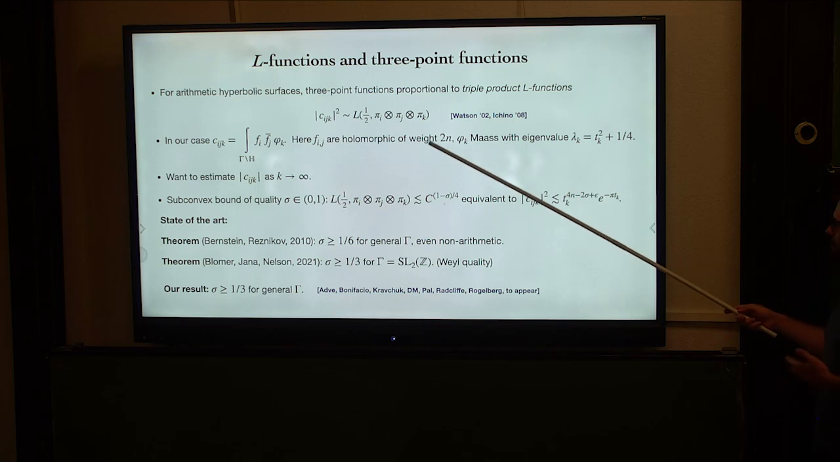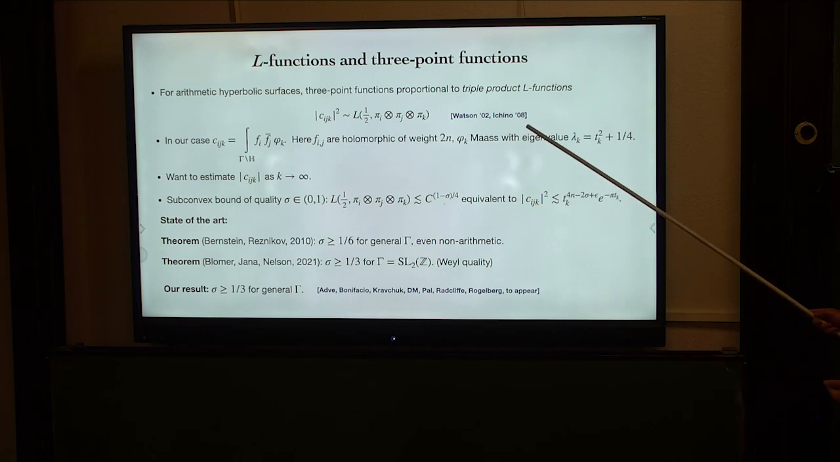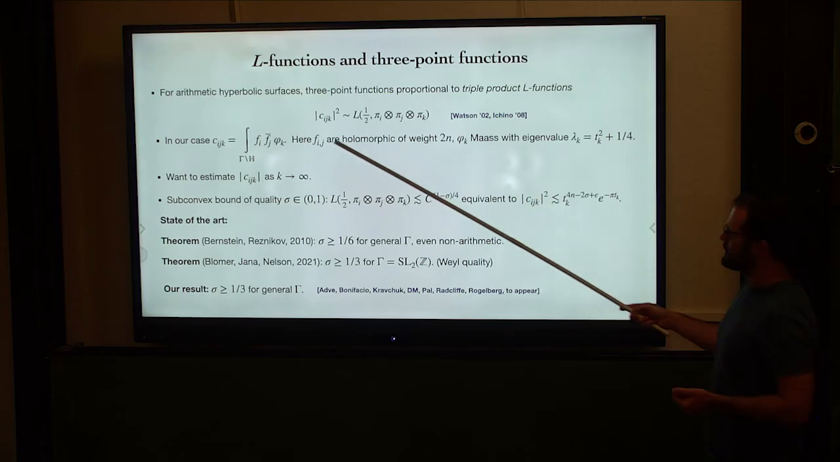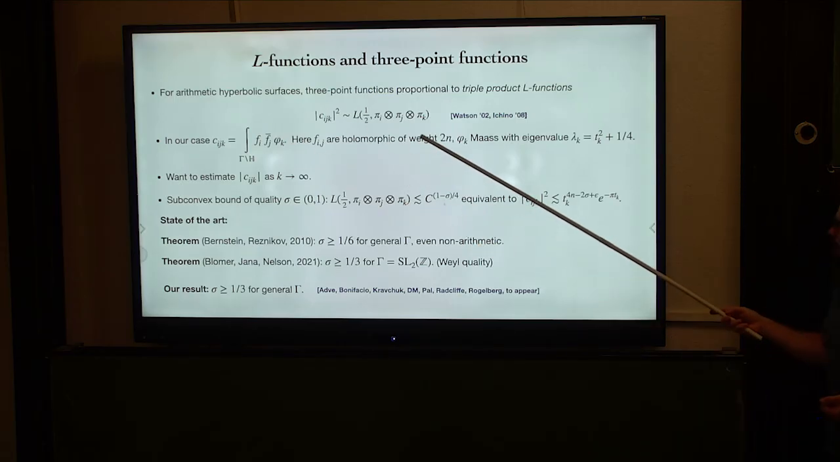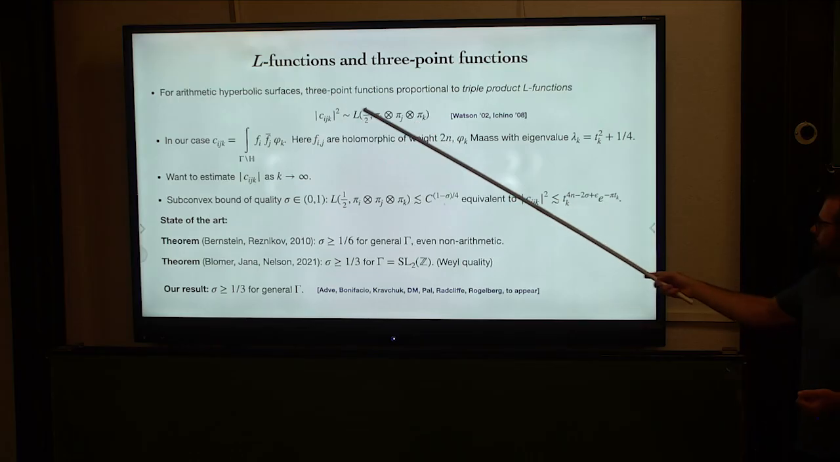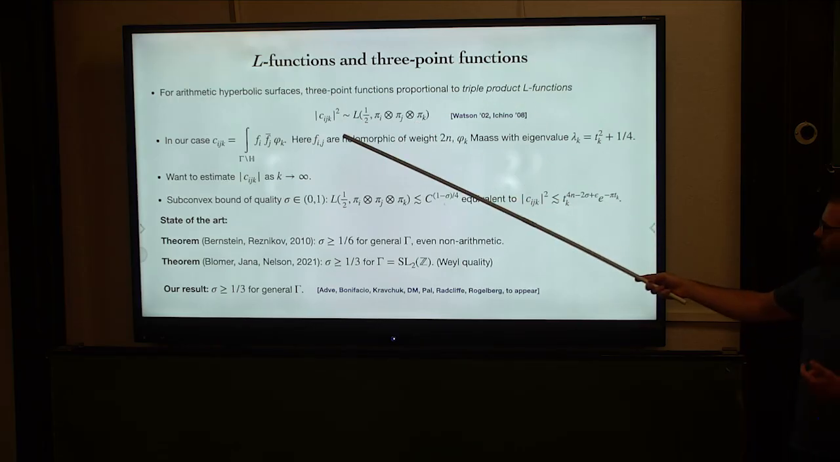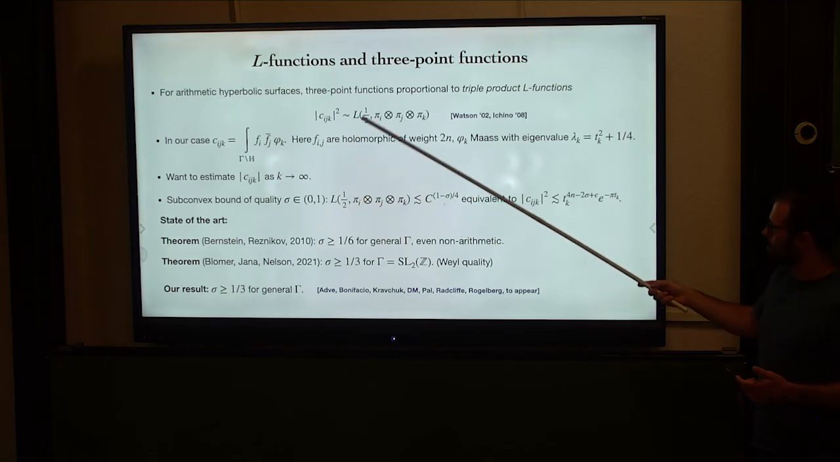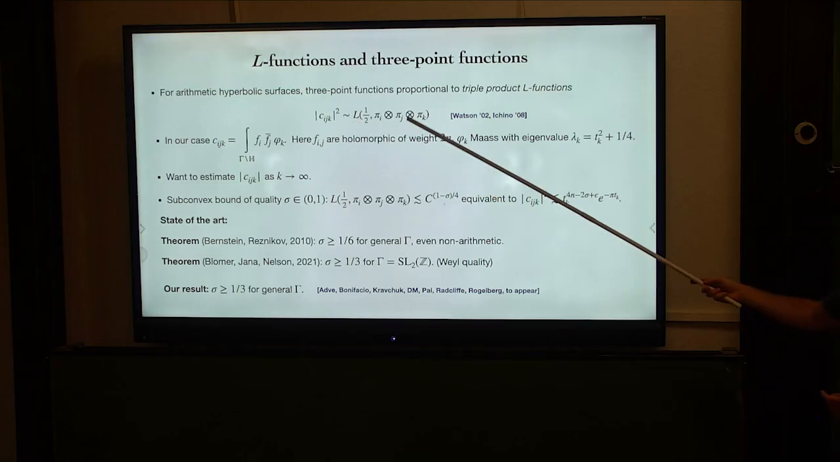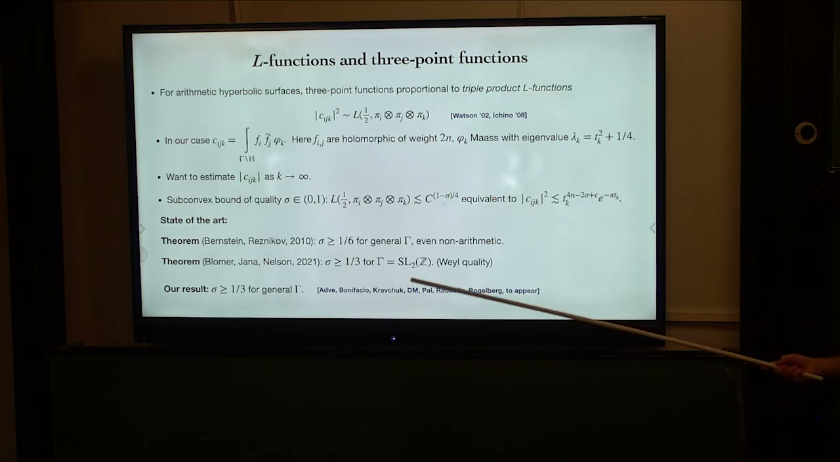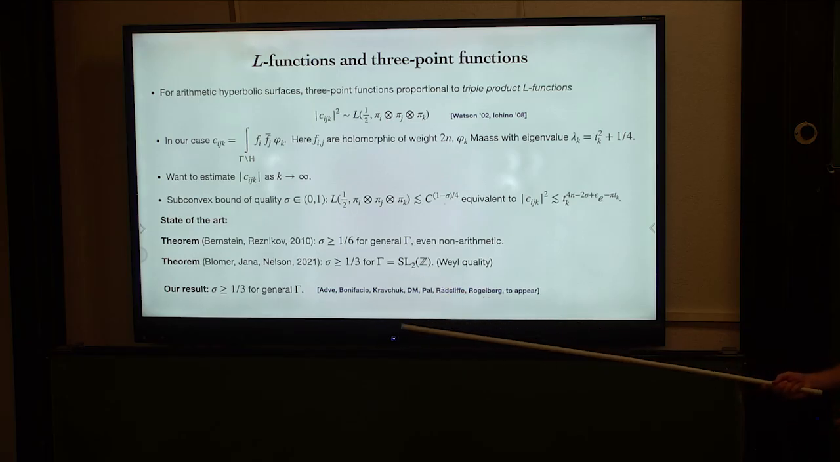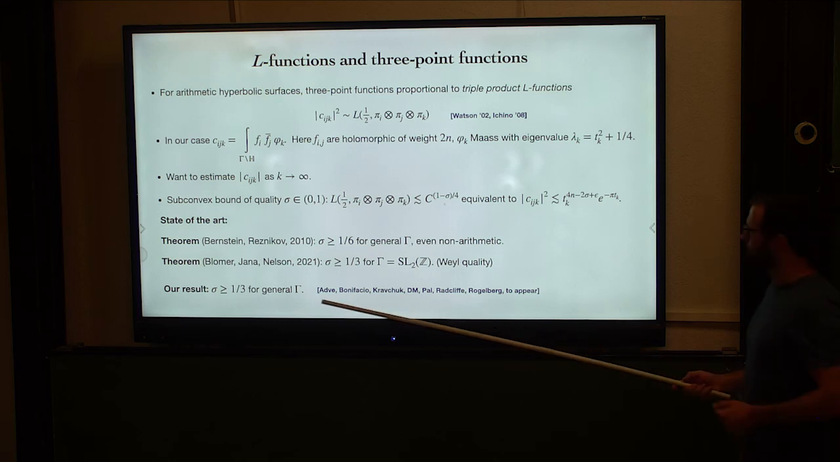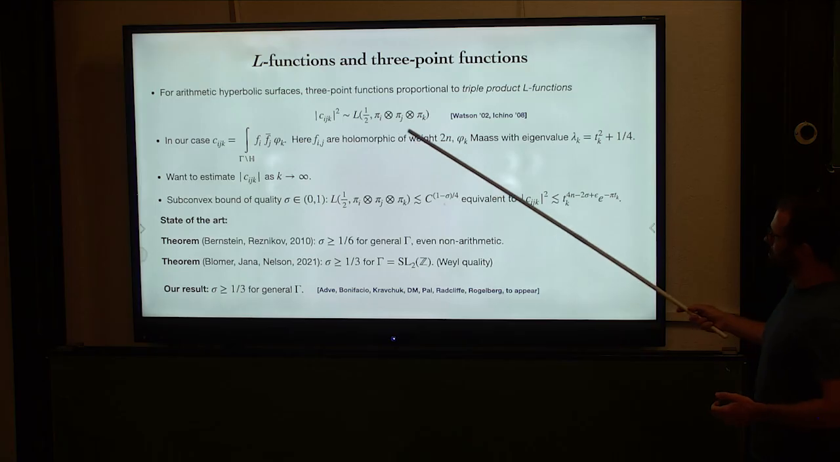So the main ingredient that I haven't described yet is this formula of Watson and Ichino, which says that if you have an arithmetic hyperbolic surface, then the 3-point function squared, so remember these are integrals of triple products of eigenfunctions, in that case these numbers are proportional to certain L-functions that you can build using the arithmetic properties of the surface, so in particular the so-called Hecke eigenvalues associated to it.